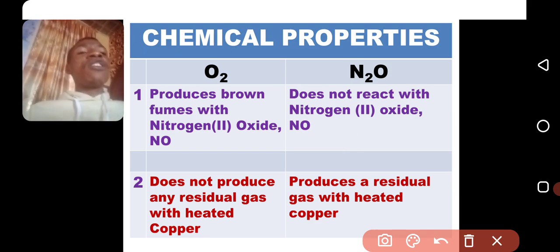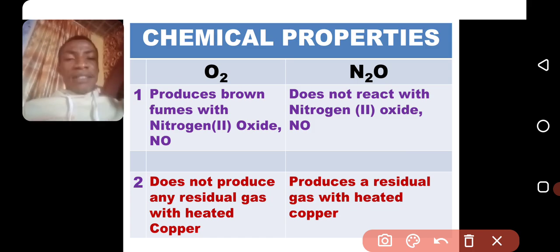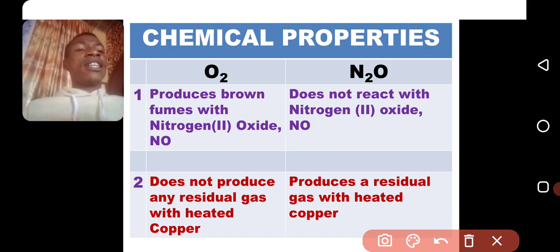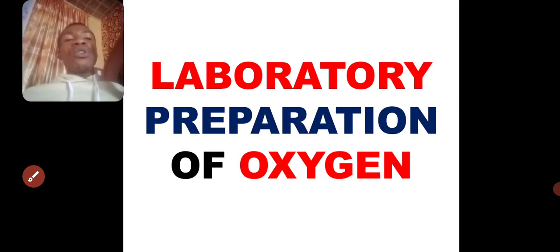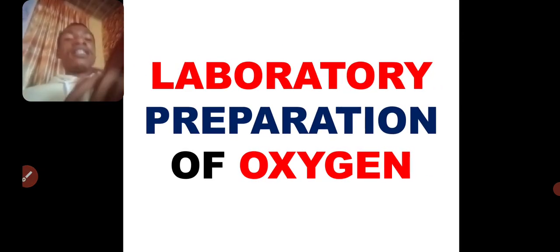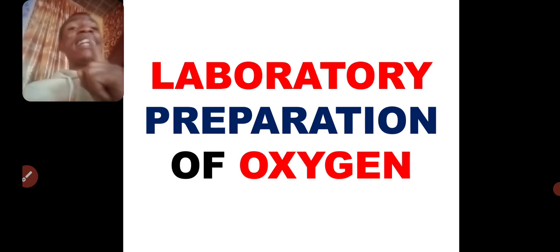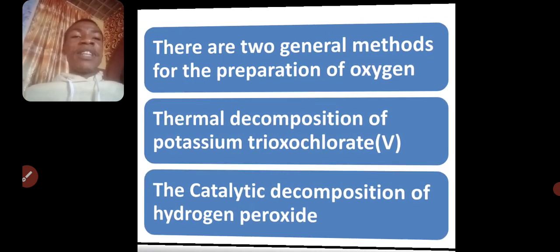But in the case of oxygen, you don't form a residual gas when it reacts with heated copper. But nitrogen(II) oxide forms a residual gas with heated copper. So this is how you distinguish between oxygen and nitrogen(II) oxide whenever the gas rekindles a glowing splint.